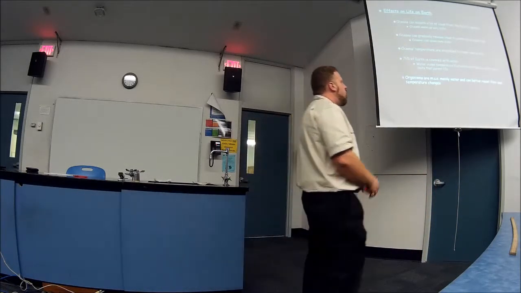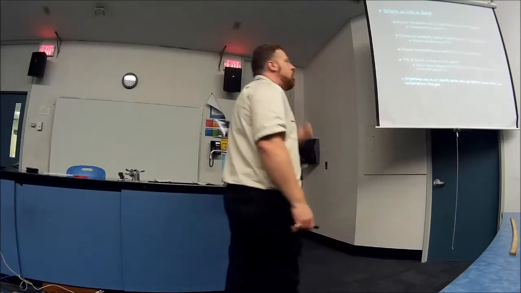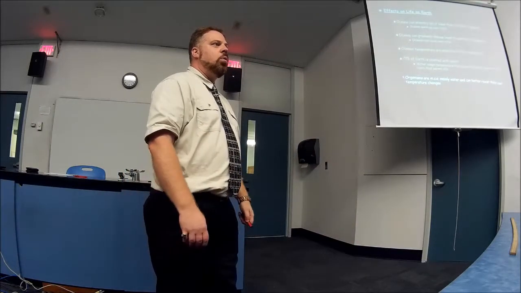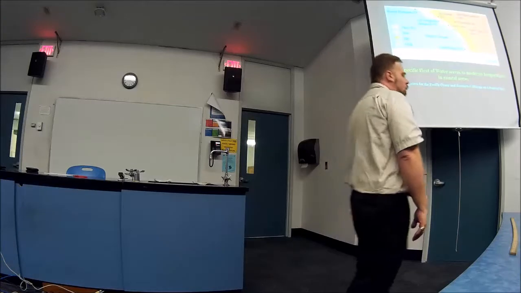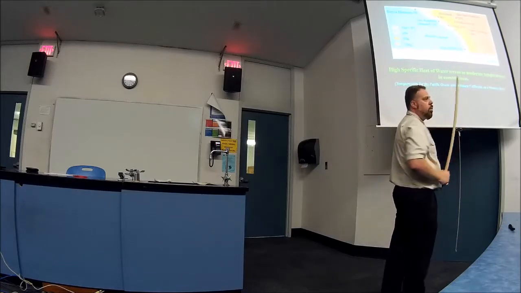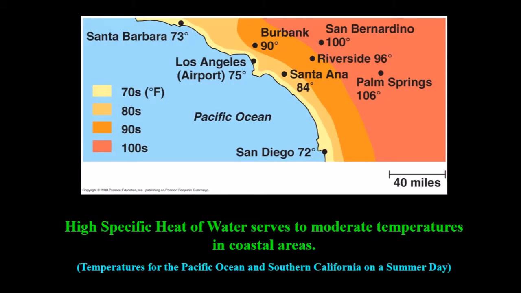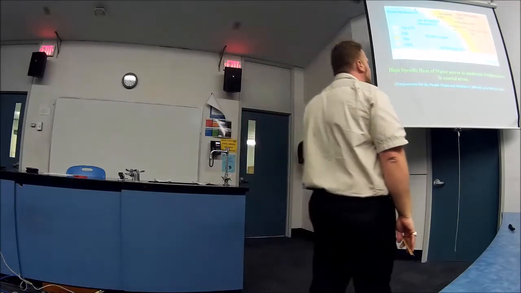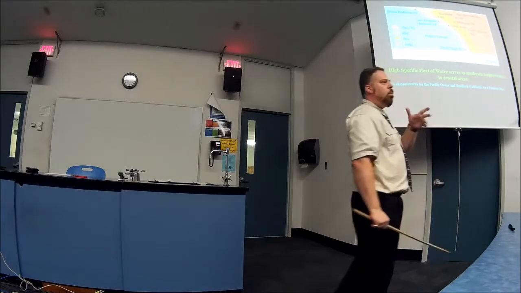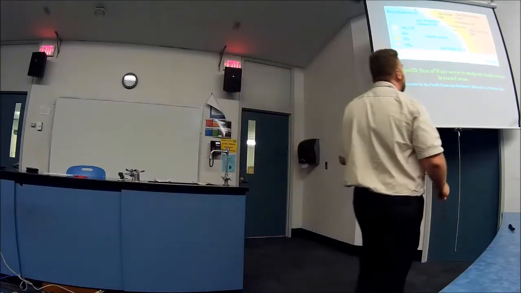Organisms are made up of mainly water, and can better resist their own temperature changes by doing this kind of thing. So when you have something like this, all right, this is California, so here's the Pacific Ocean and San Diego stuff. So what's happening here is that the high specific heat of water serves to keep the temperatures not really changing at the coastal areas.